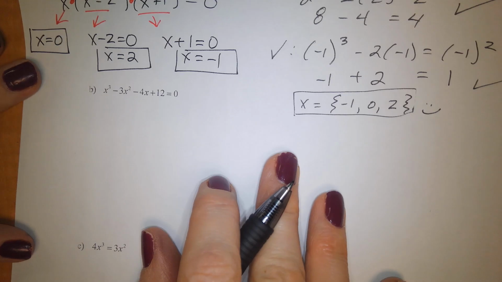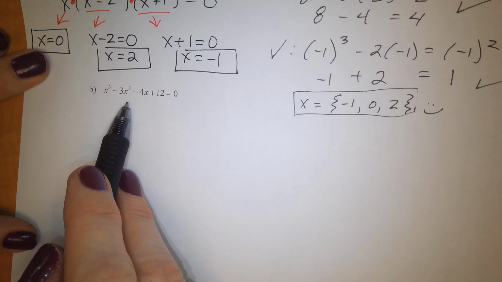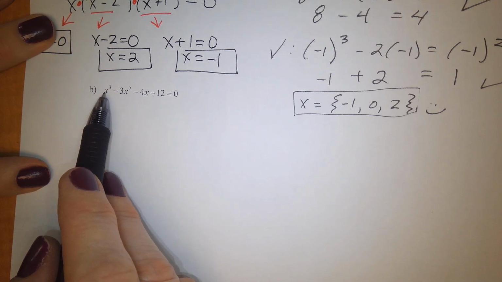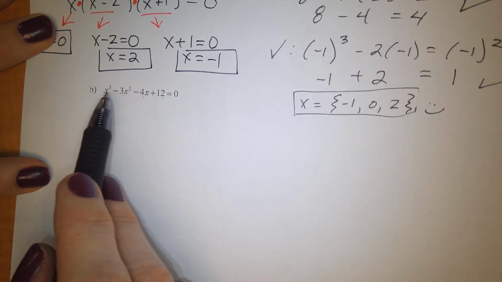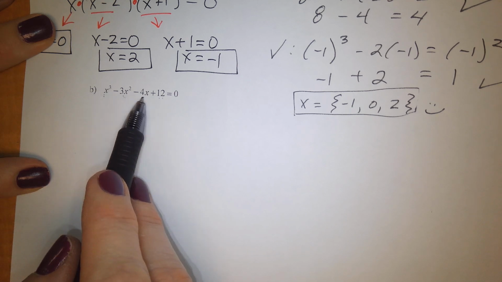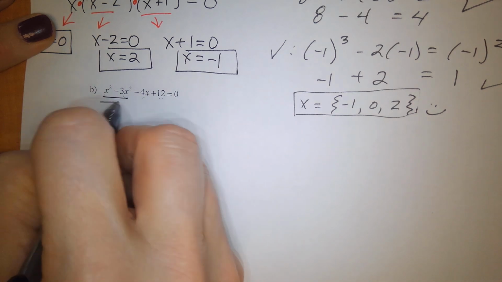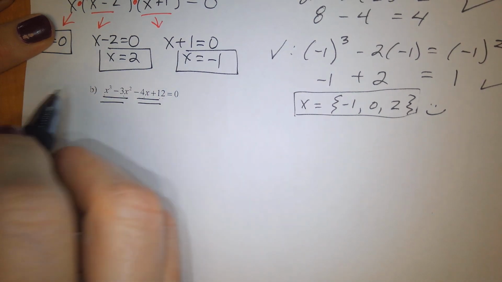Next one, again, collect all terms on one side, which they already are, then factor. I'm looking for a greatest common factor, but none of these have a coefficient other than 1, nor do they all have an x, so there is no greatest common factor. So I'm going to try to group.